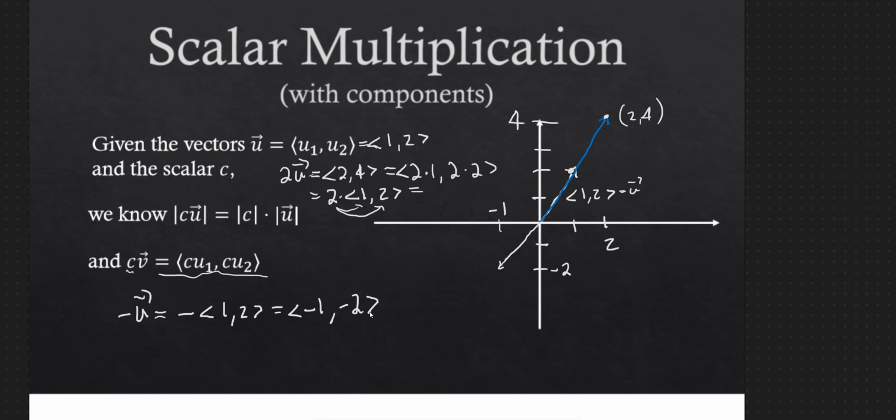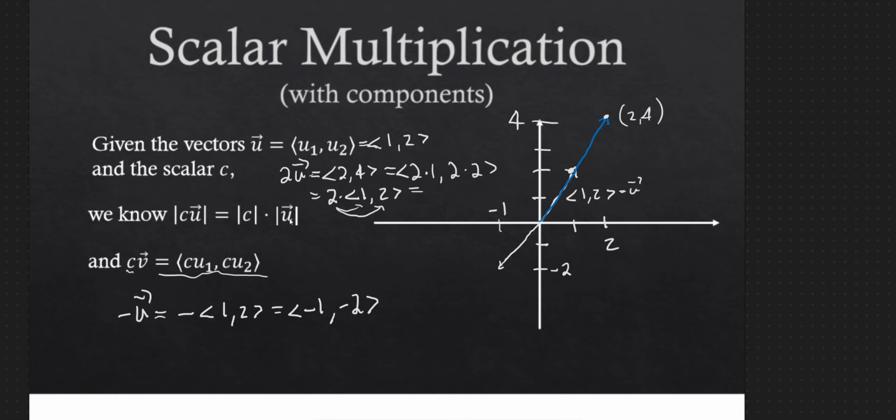So that's the geometric definition of scalar multiplication. If we want to be more exact and numerical about this, now we have a way to do that. c, the scalar, just comes through to each of the components. The magnitude of the scaled version of u, so the magnitude of cu, is the length of this, and what this is going to be is the absolute value of c times the length of u.